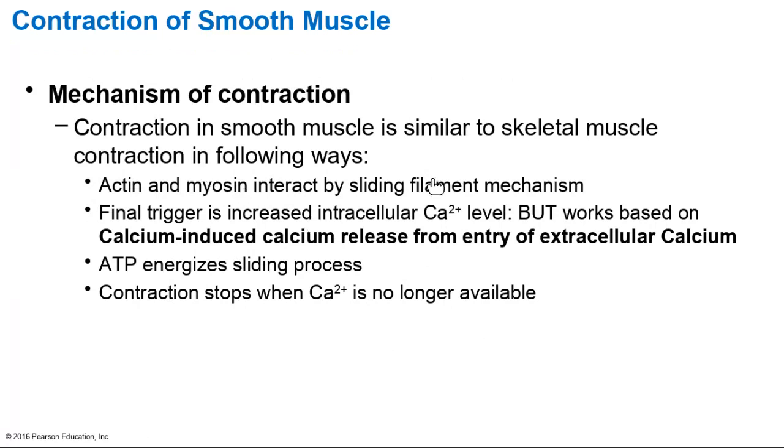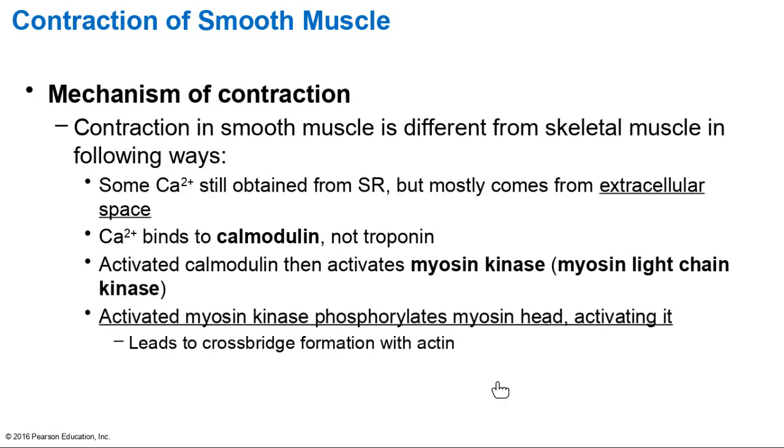Now, there is still the sliding filament mechanism at work because we are having a shortening of the muscle, similar to what we see in skeletal muscle. But again, a big difference, just reiterating, is calcium-induced calcium release, because this is a unique phenomenon that you don't see too often elsewhere in the human body. ATP will similarly be used to energize this process. And similar to skeletal muscle, contraction will stop when calcium is no longer available to bind to our protein called calmodulin.